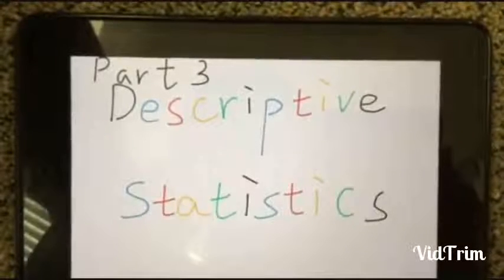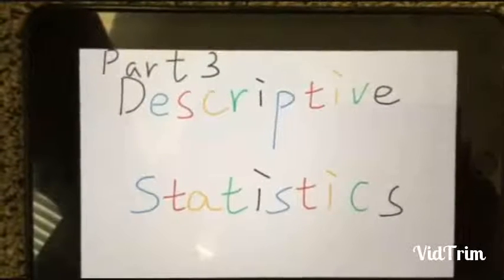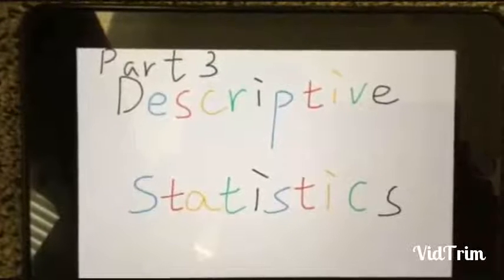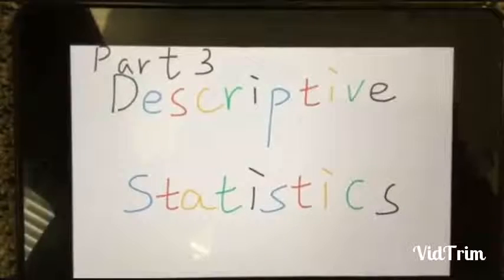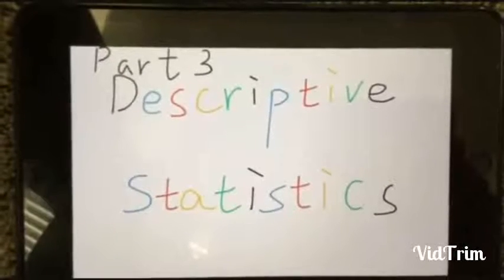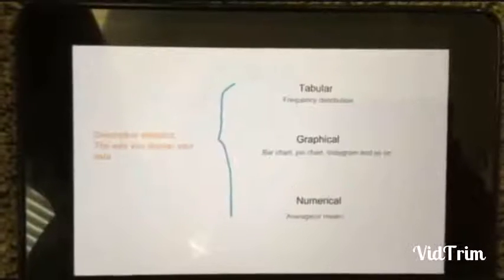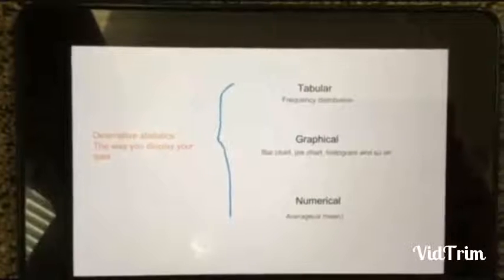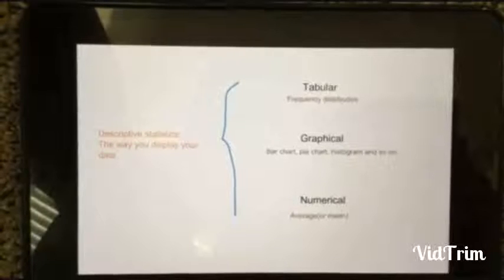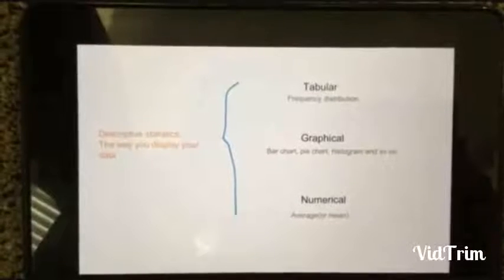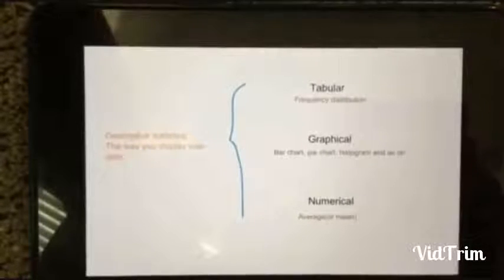After you collect and analyze the data, you need to display your summarization, and the way you present your summarization should make the data easily understood. We call it descriptive statistics, and there are three forms: tabular, graphical, and numerical. Tabular means you present your data in tables like a frequency distribution, and graphical means you present your data in graphs like bar chart, pie chart, histogram, and so on.